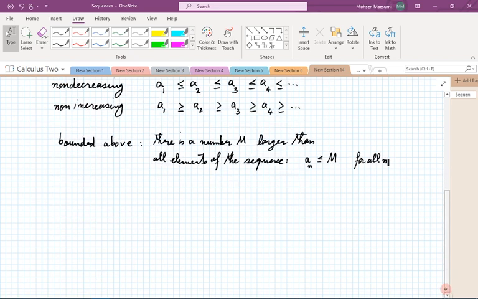So we call m, this number that you had here, an upper bound for the sequence, which we write as an in curly brackets. Similarly, we have the notion of bounded below.